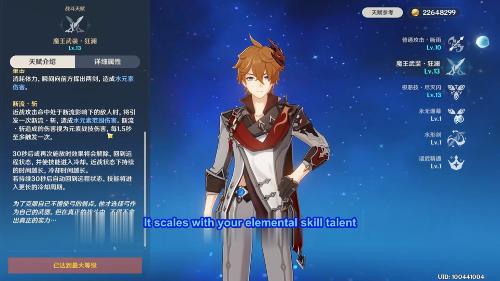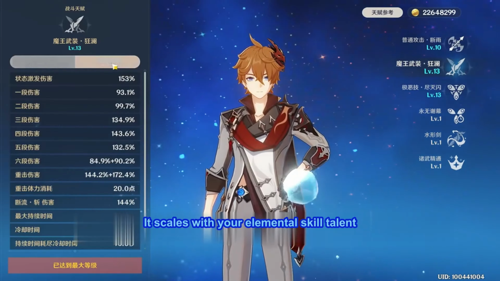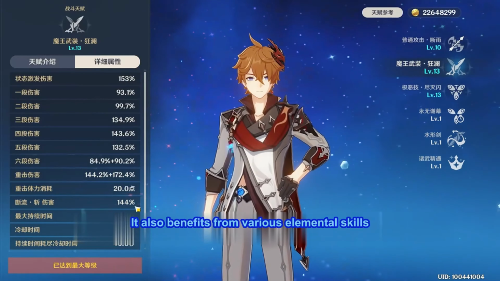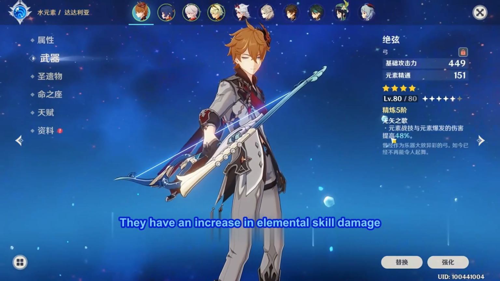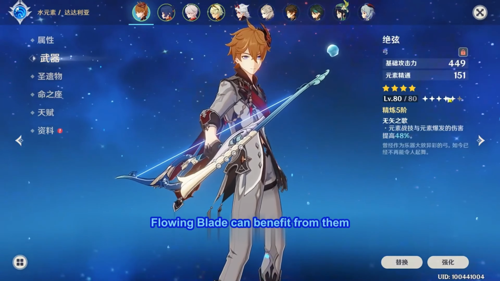It scales with your elemental skill talent. It also benefits from various elemental skill damage bonus effects. For example, Frost Flake Arrow and Raging String have an increase in elemental skill damage. Flow slash can benefit from them.